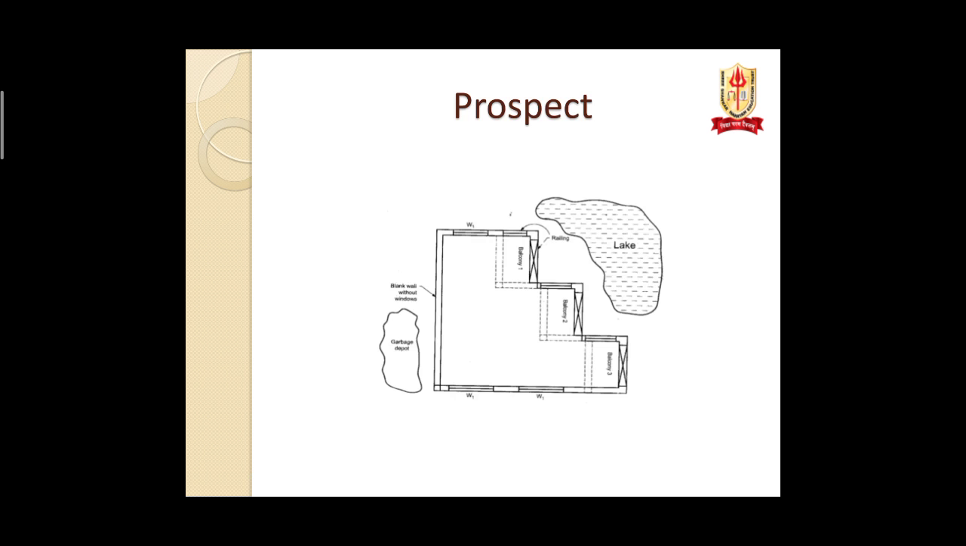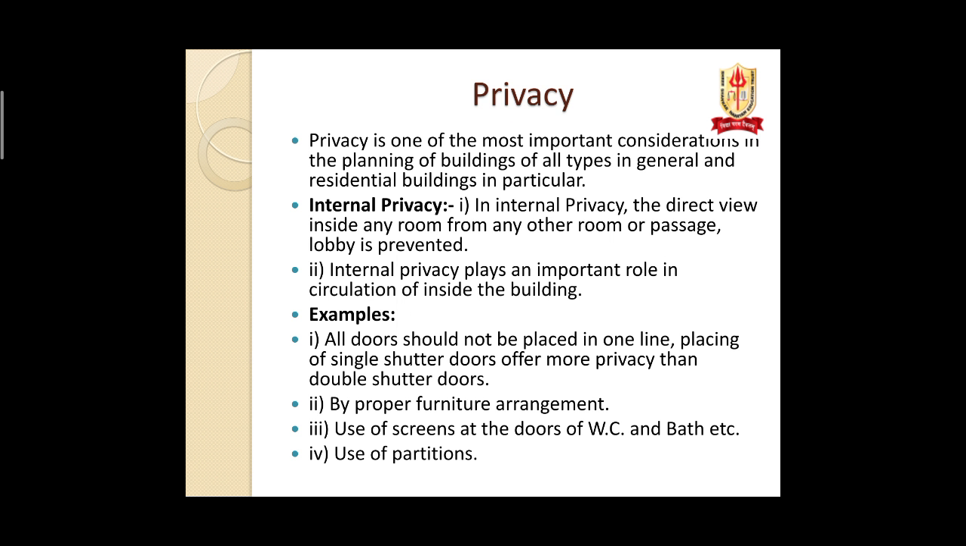We need a balcony or a lake or scenery, so we will keep our door or window in that direction where the scenery is very good. Prospect means blocking the undesirable view and considering a very good view. So this is known as prospect.